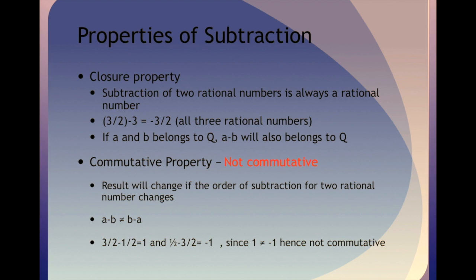No, commutative property does not hold good for subtraction, because a minus b will never be equal to b minus a. For example, 3 by 2 minus 1 by 2 is 1. And if we change the order, 1 by 2 minus 3 by 2 is minus 1. So since 1 and minus 1 are not equal, commutative property does not hold good for subtraction.